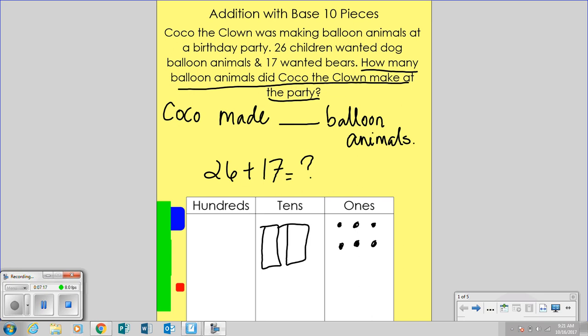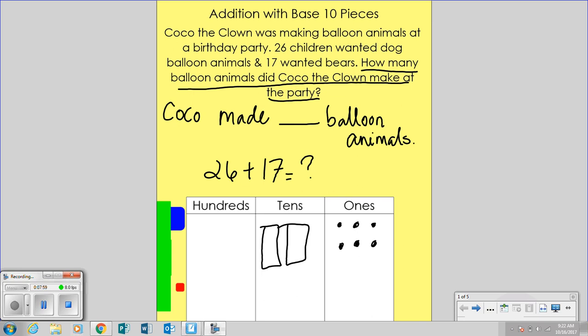17 what? Balloon bears, though, right? We're not adding just random bears. 17 balloon bears. Go ahead and make 17 with your base 10 pieces. You're not getting rid of 26. Did my 26 dog balloons go away? No. Go ahead and make your 17 underneath where you've made your 26. Ooh, I like that Cheyenne flipped her counters over so she can easily tell which section is which.